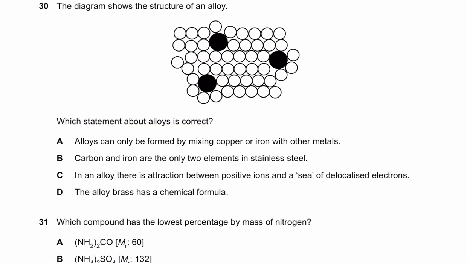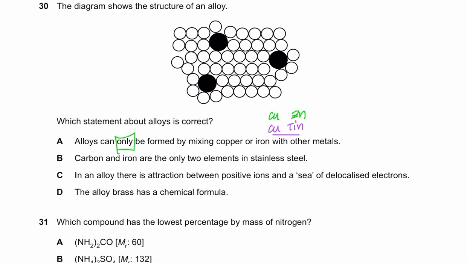The diagram shows the structure of an alloy. Which statement is correct? Okay. Alloys can only be formed by mixing copper. No, not only, because you could mix copper with zinc, that would give you brass. You could mix copper with tin, that would give you bronze. So you could make alloys not only with copper, you could make it with other things.